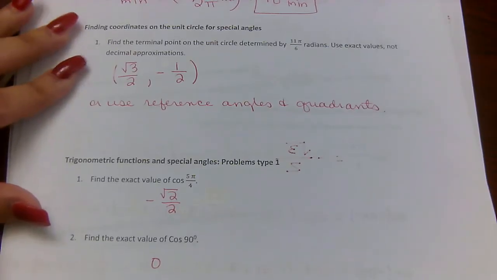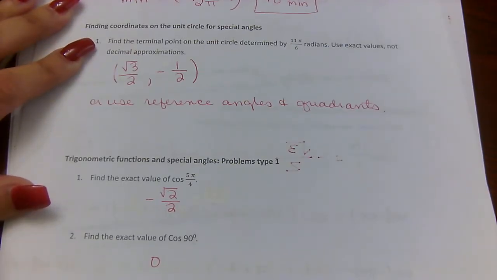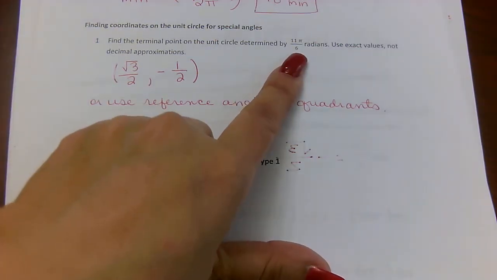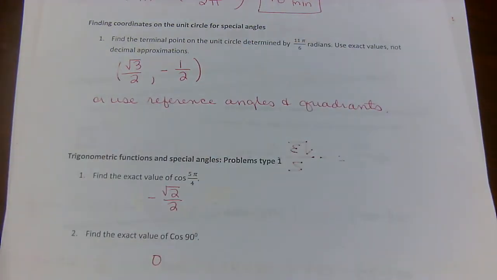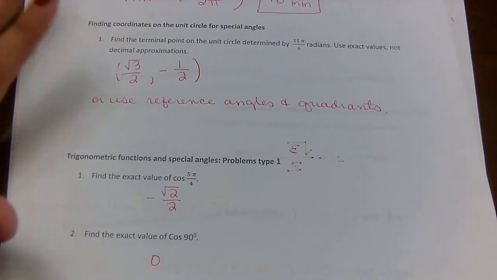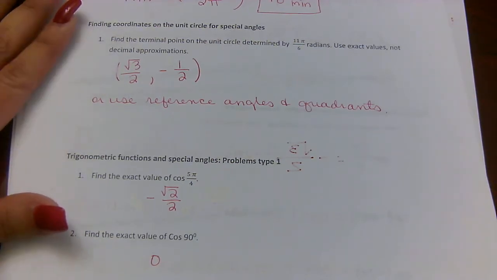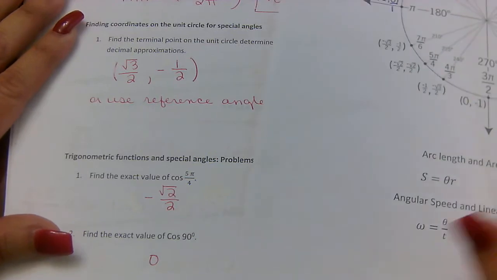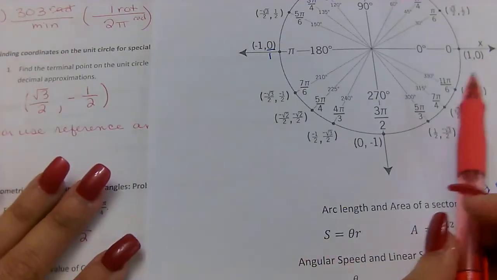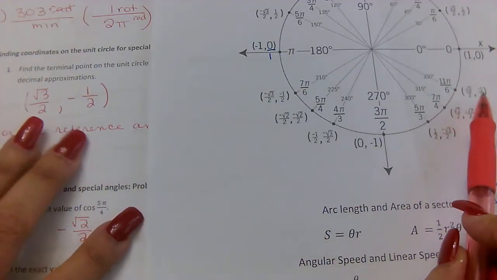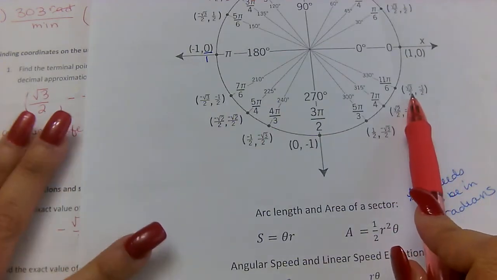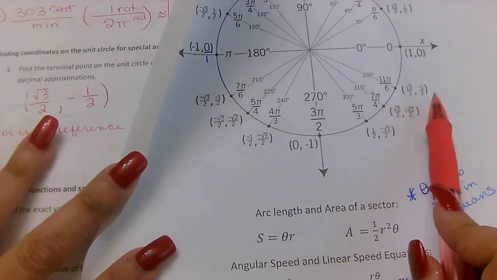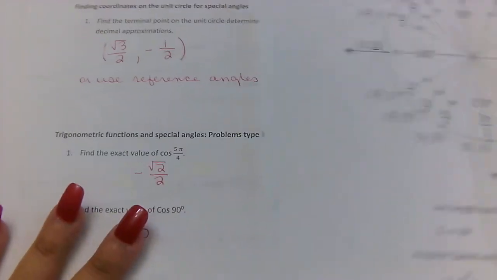So in the next section, I'm going to start by finding the terminal point on the unit circle denoted by this central angle, 11 pi over 6. Use exact values. So anytime you're doing this, you definitely want to use the exact values and not any kind of approximations. It will be counted wrong. You won't even get partial credit. So be careful about that. Here's my unit circle, 11 pi over 6. All I'm doing is finding the values that are associated with that point. So here, square root of 3 over 2, negative 1/2. There you go. Okay.